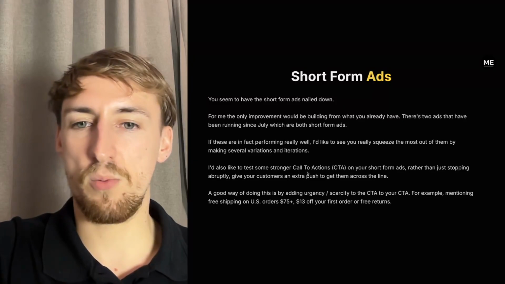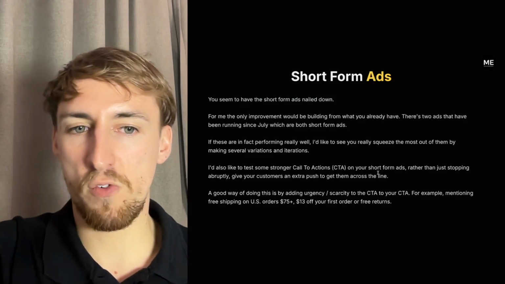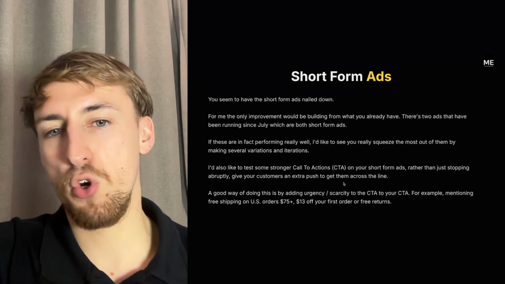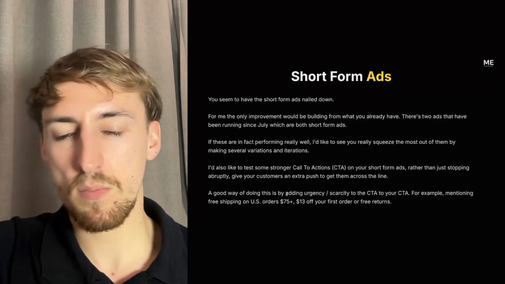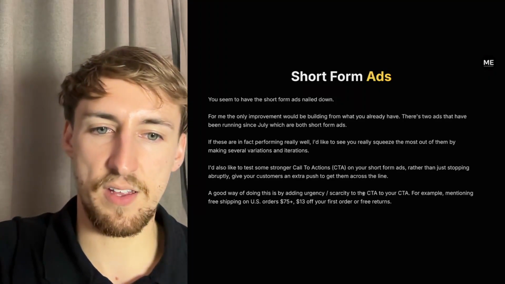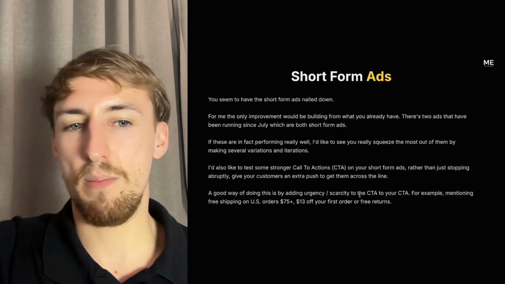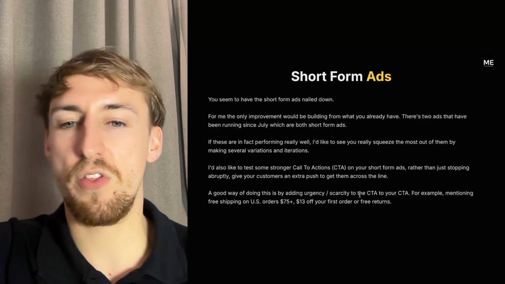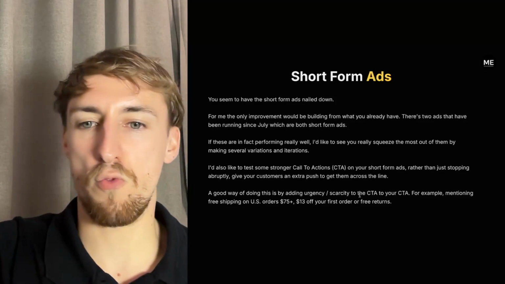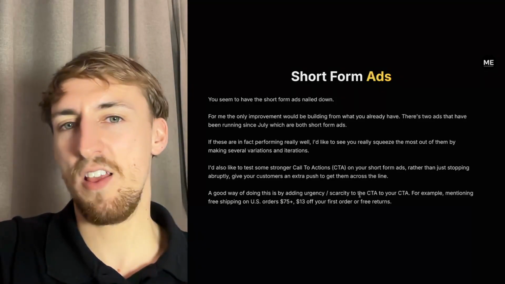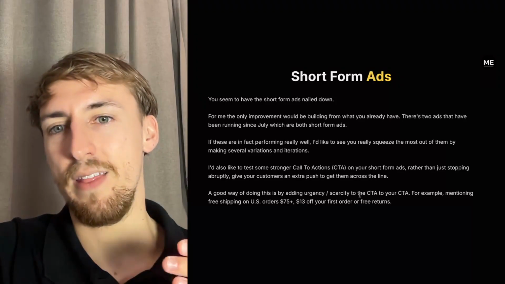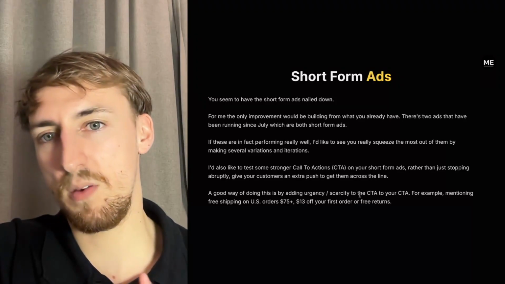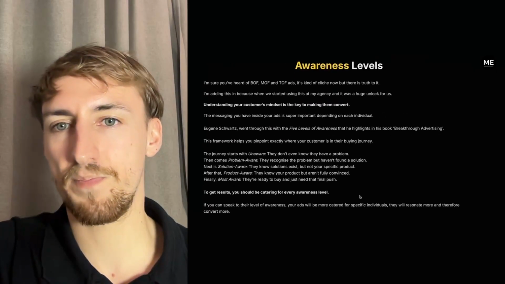Also, I'd like you to test some strong call to actions on your short form ads, rather than just stopping abruptly. Give your customers an extra push to get them across the line. So you can add urgency, scarcity into the CTA. For example, mentioning free shipping on US orders over $75, $13 off your first order, or free returns. It's just anything extra you can put at the end of your ad for people who are still watching, who aren't sure, to push them to make the click to go onto your website.